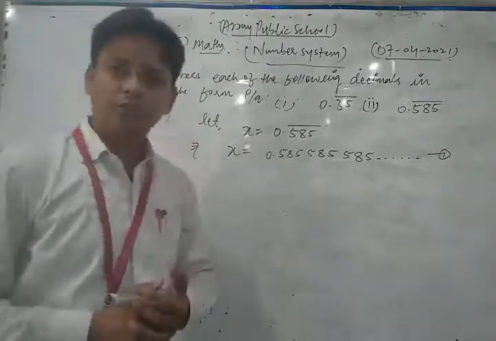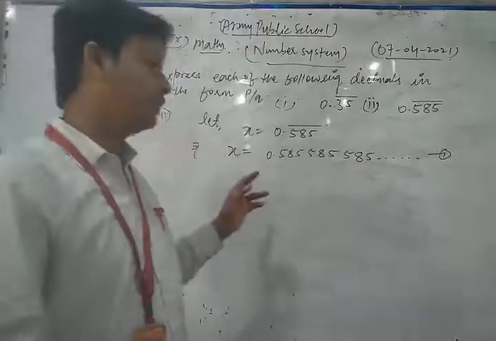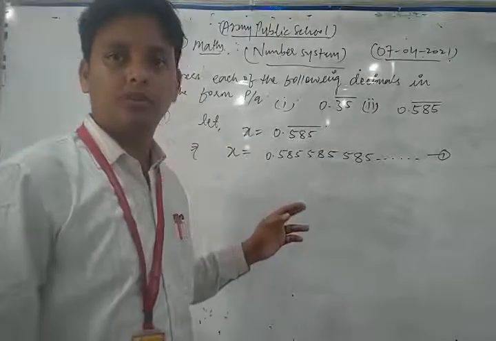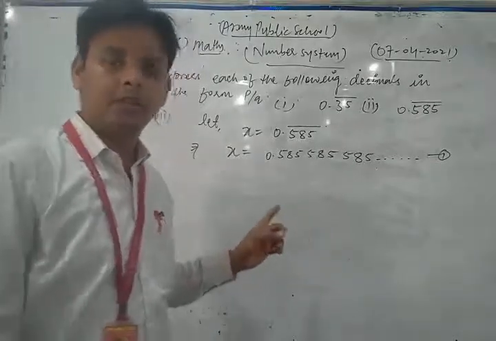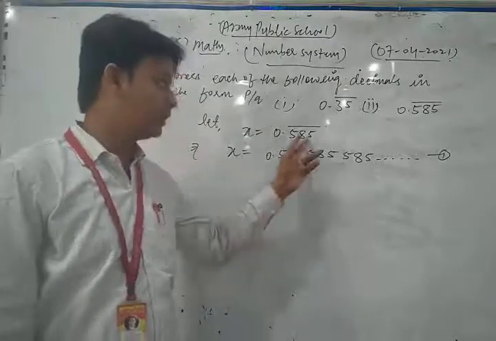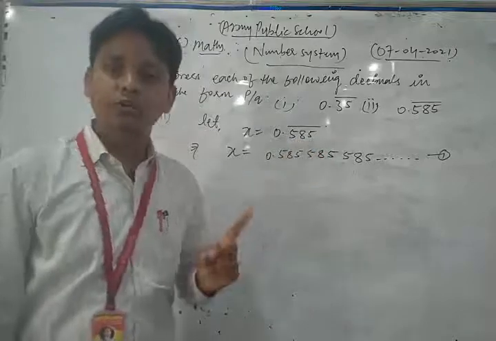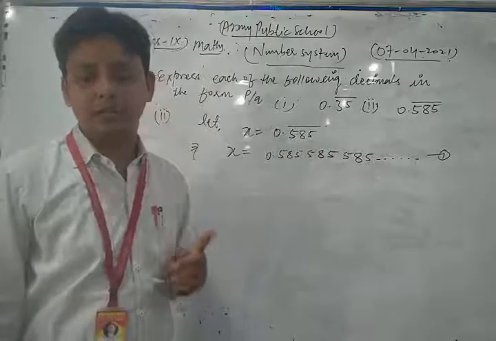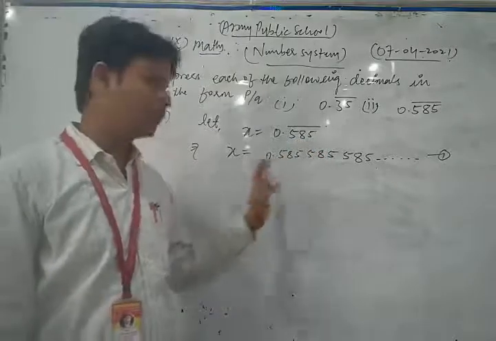Now let's see the result in that question. We observe that the number of digits which have a bar is 3. So we must multiply by 1000 on both sides of equation 1.